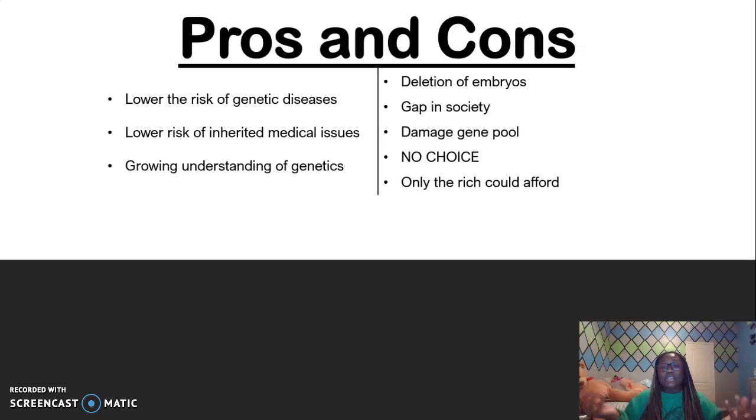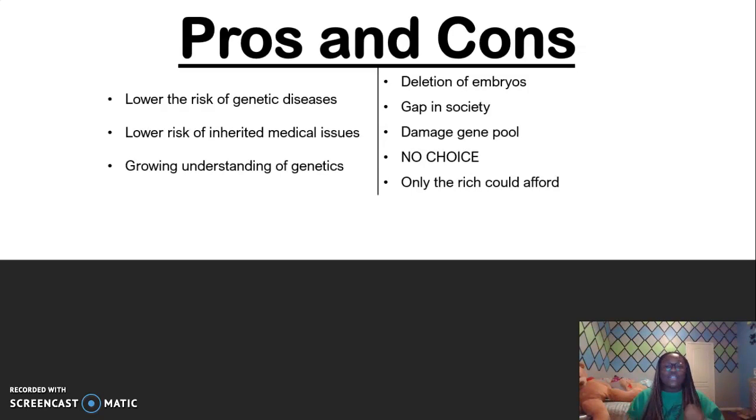It also can damage the gene pool. Like in my example, if my parents changed my eyes to blue, the brown eye gene pool would just be done for the rest of the generations unless I still have a big B, or some sort of allele B, brown B, in my gene. And then another one is no choice.